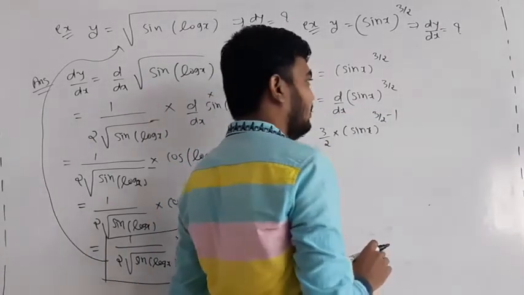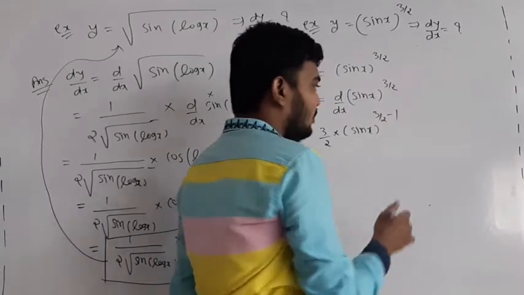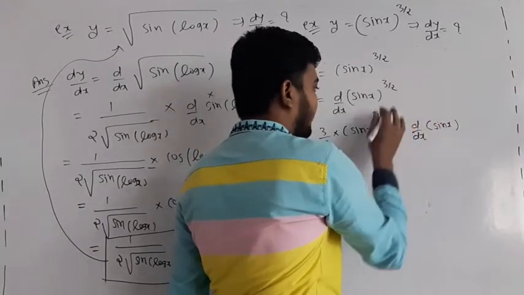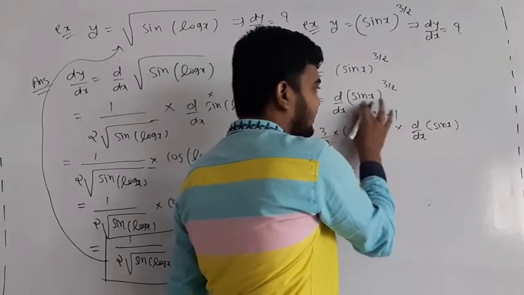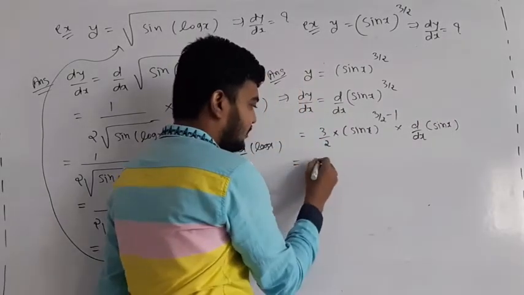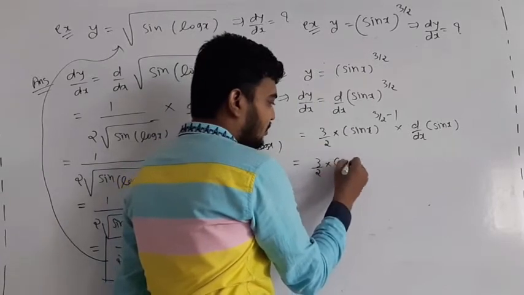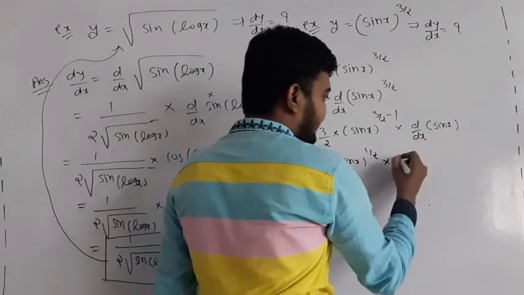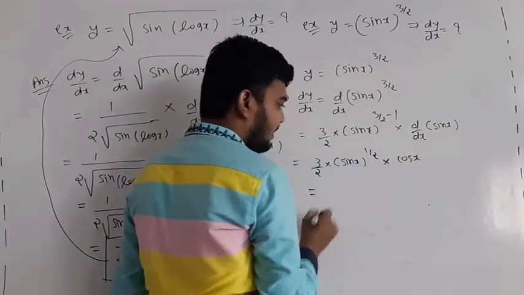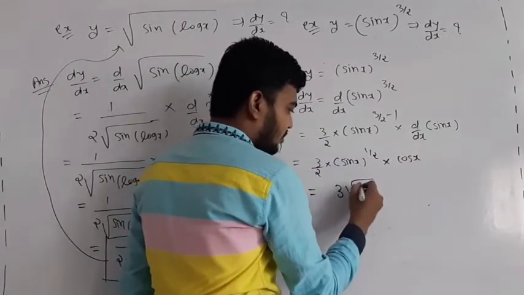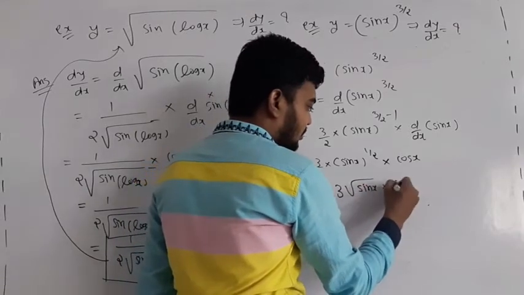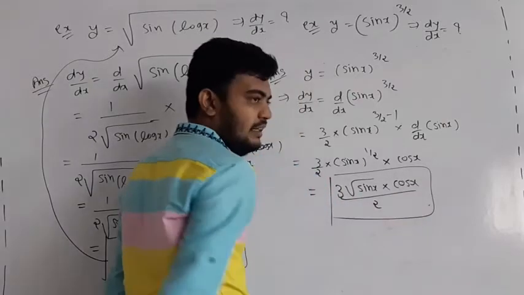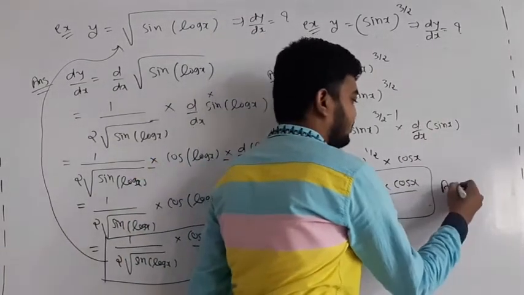We know that in chain rule, first we take the derivative of power. So the remaining derivative is sin x, because the derivative of power is completed. So 3 by 2 cross sin x raised to 3 by 2 minus 1 becomes 1 by 2, and d by dx of sin x becomes cos x. So the final answer is 3 root sin x cross cos x divided by 2. Okay beta, it is the answer of this question.